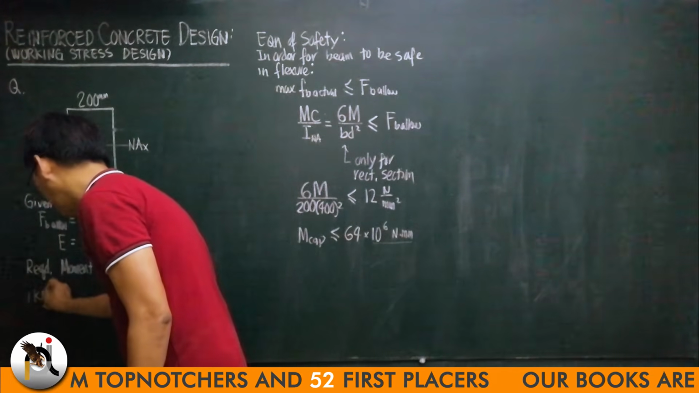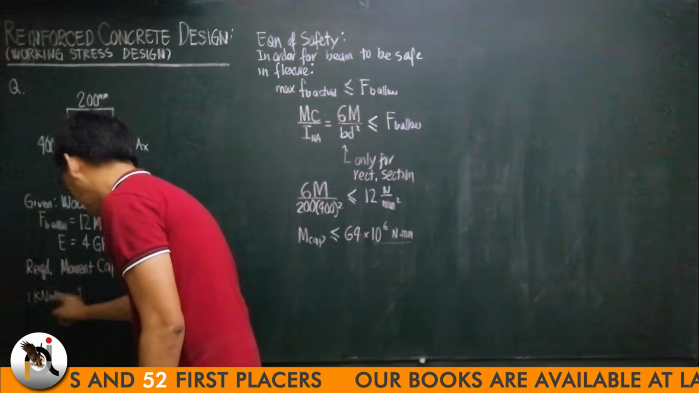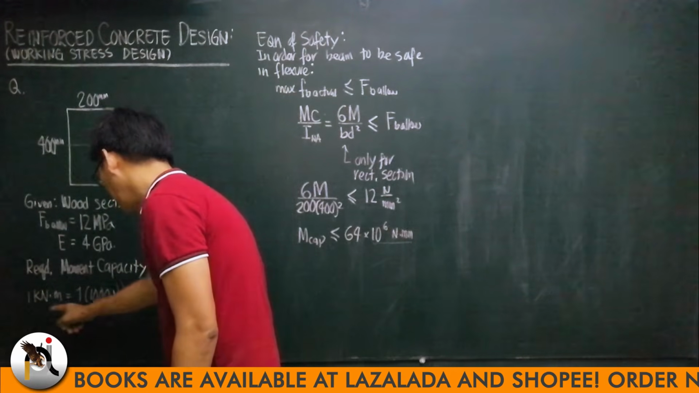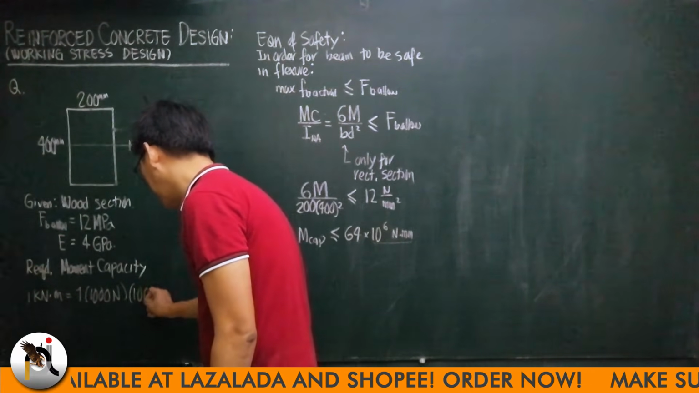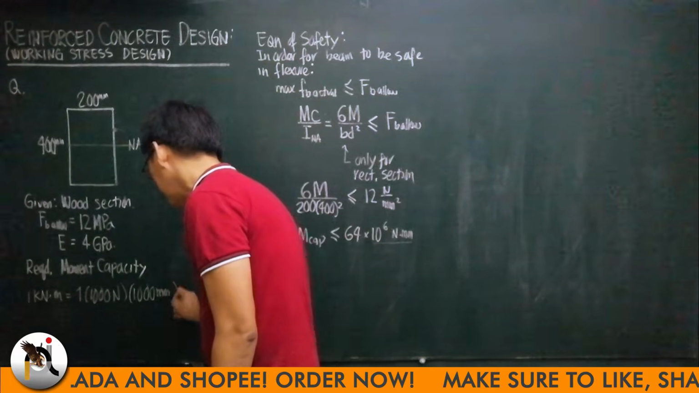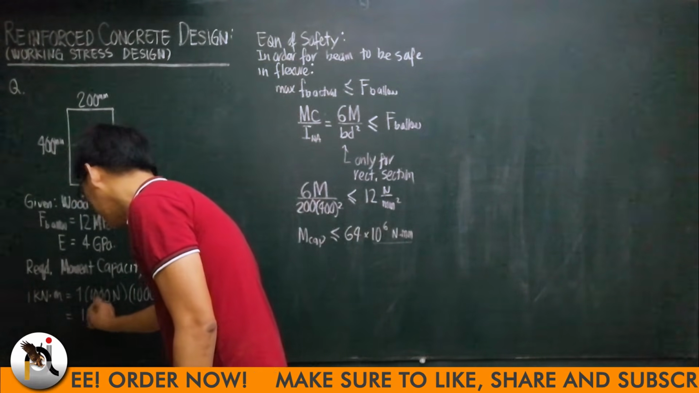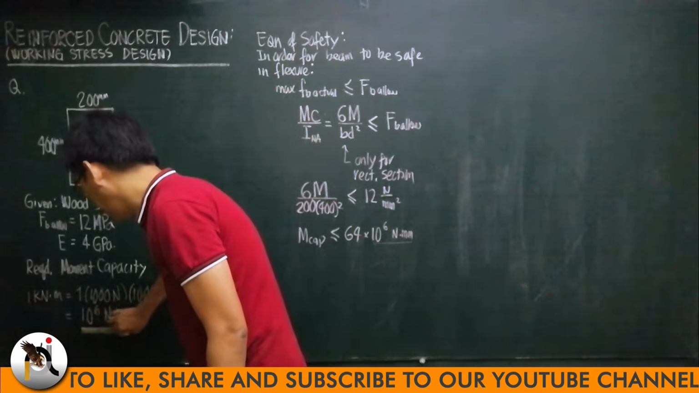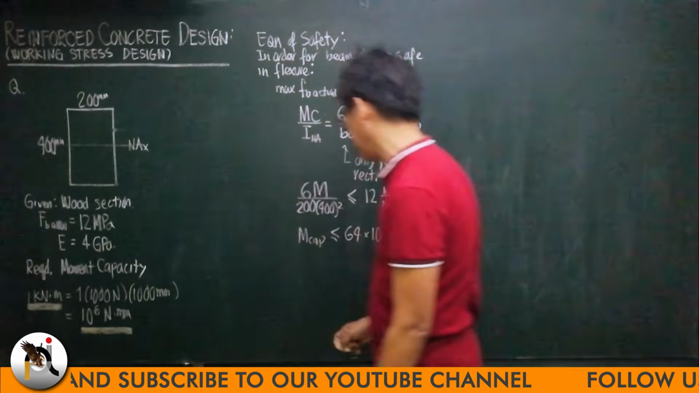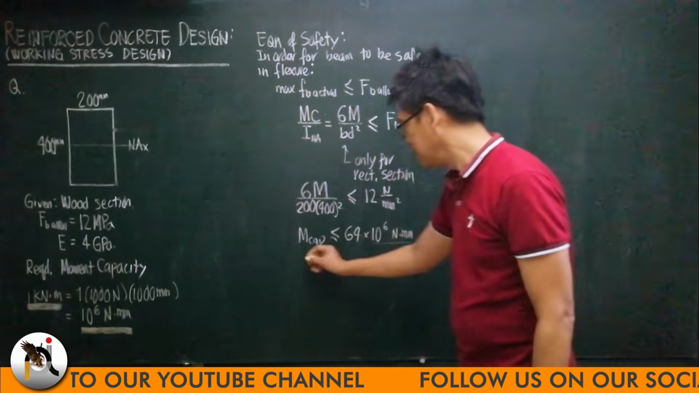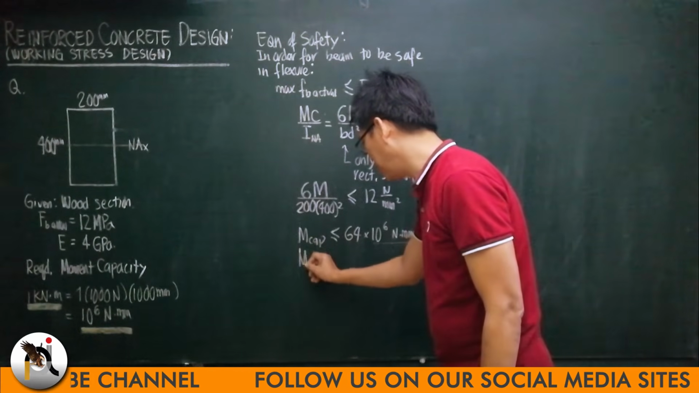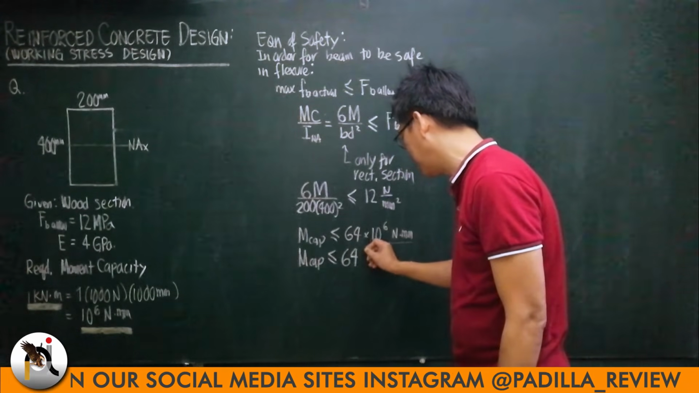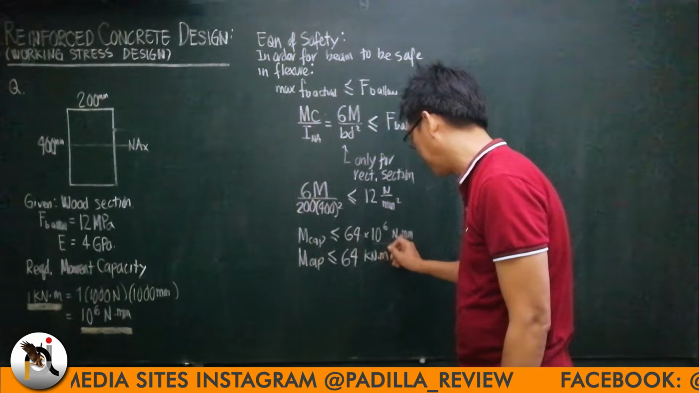1 kilonewton meter is 1 kilonewton, 1000 Newton, times 1 meter, 1000 millimeters. So 1000 times 1000, that is 10 to the 6 Newton millimeter. So 1 kilonewton meter is 10 to the 6 Newton millimeter. Therefore, our moment capacity must be less than or equal to 64 kilonewton meter.